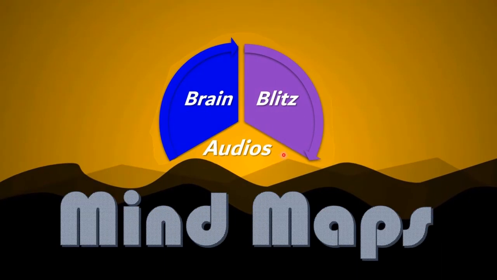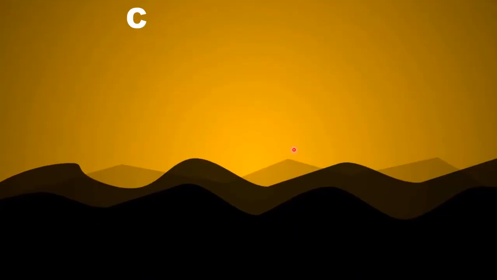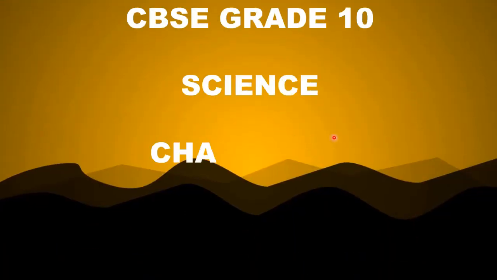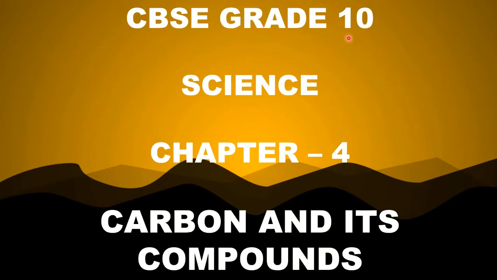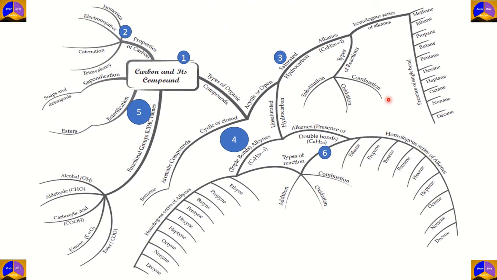Today in this episode of Mind Maps, we'll be dealing with the chapter Carbon and its Compounds. This is the fourth chapter in the science syllabus for grade 10 students of CBSE. So in this chapter, we're going to be looking at the basics of organic chemistry. So we're looking at carbon as an element and what makes it form so many compounds. Then we are going to be looking at various other topics here.